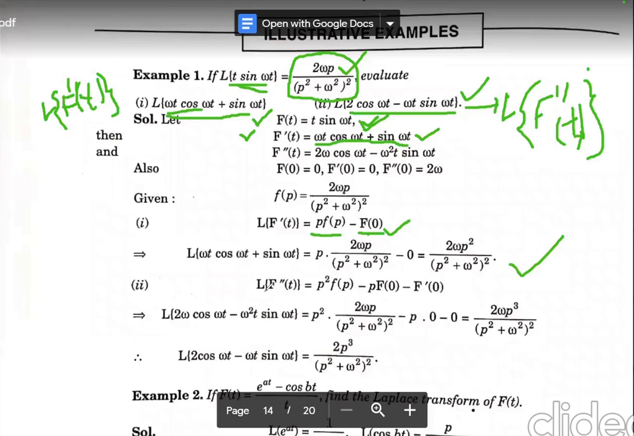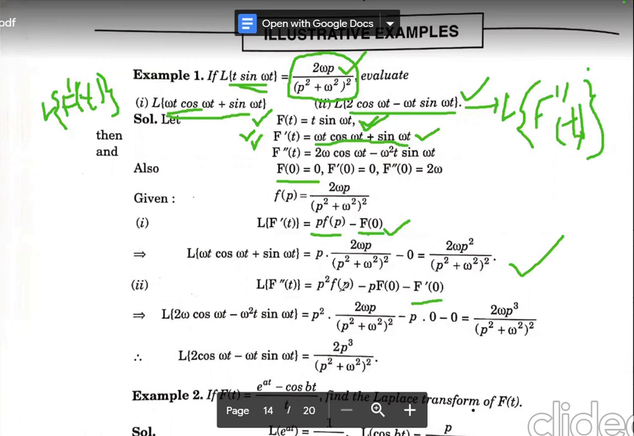As you know, the Laplace transform of f double dash t is p square f of p minus p f of 0 minus f dash 0. Now f dash 0 you need to find. The f of 0 you already know; its value is 0. Now f dash 0 means what? This is your f dash t. In place of t, just put 0. So omega into 0 is 0, and sine 0 is 0. So f dash 0 is also 0, and f of 0 is also 0. So just substitute all these values.